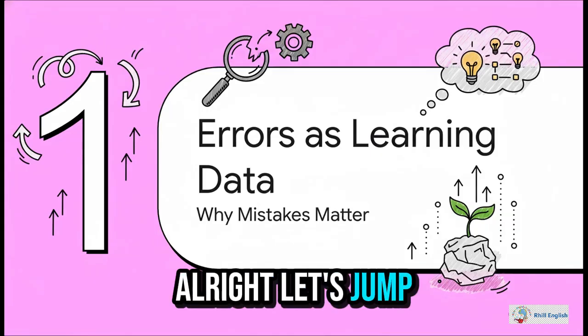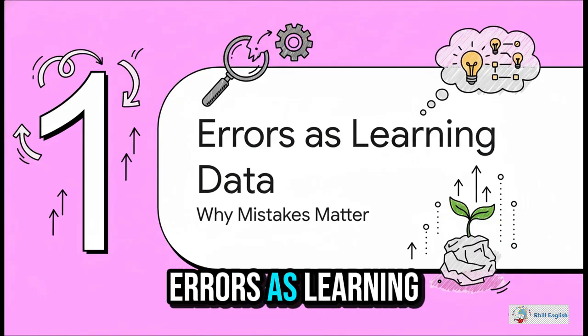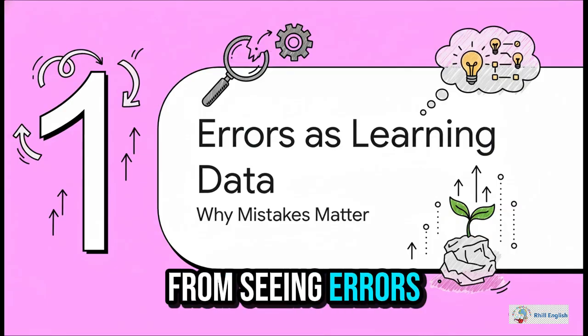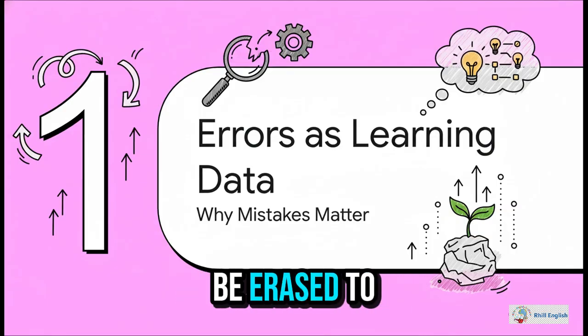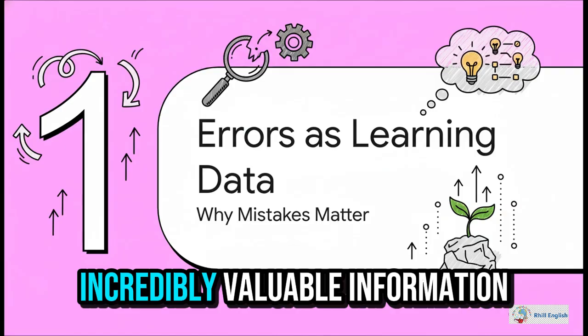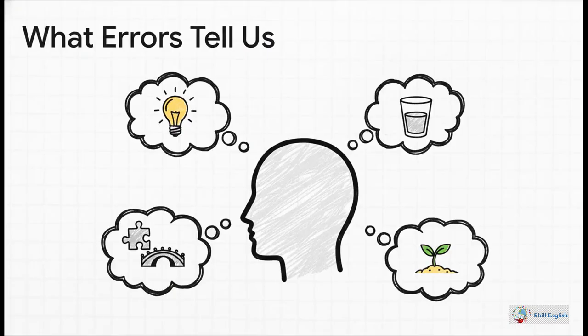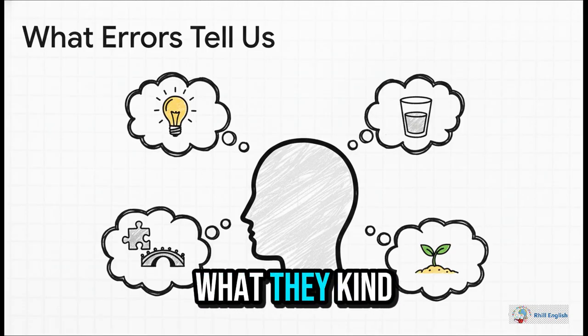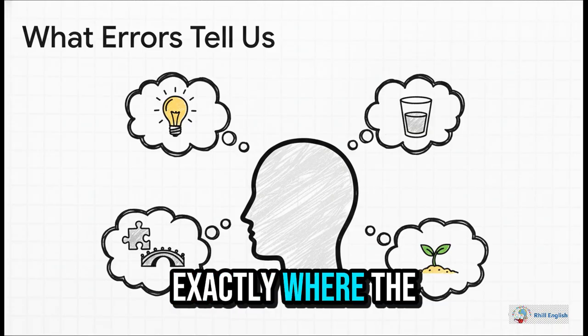All right, let's jump right into our first section, errors as learning data. This is all about changing our mindset, from seeing errors as something bad that needs to be erased, to seeing them as incredibly valuable information. So, what can an error really tell us? Turns out, a whole lot. It shows us what a learner already knows, what they kind of know, and exactly where the gaps are.